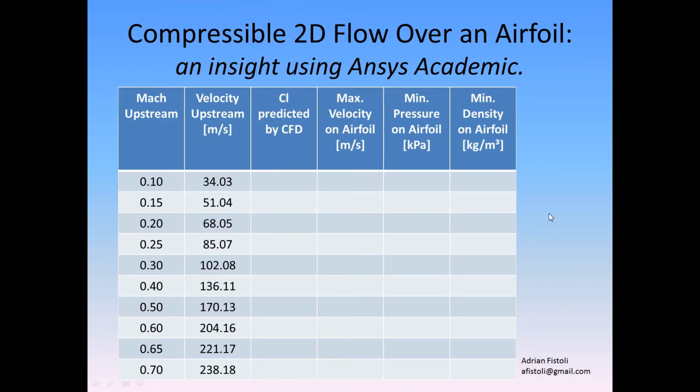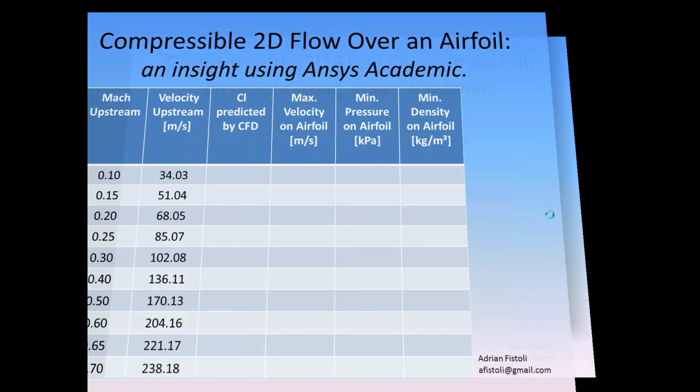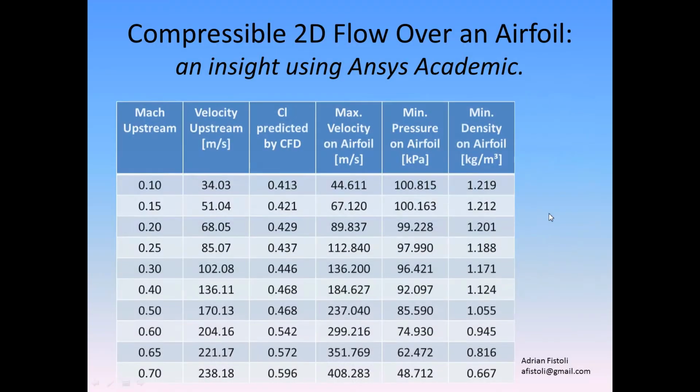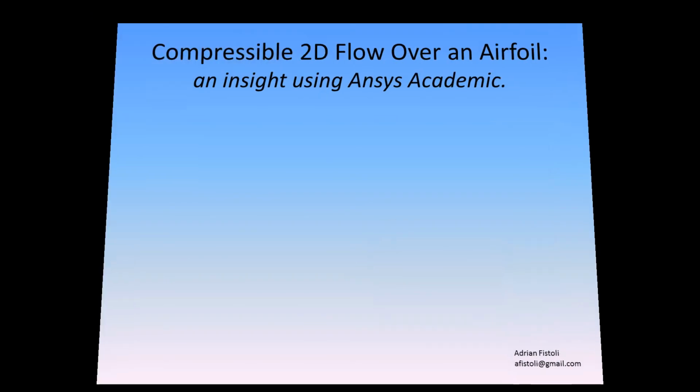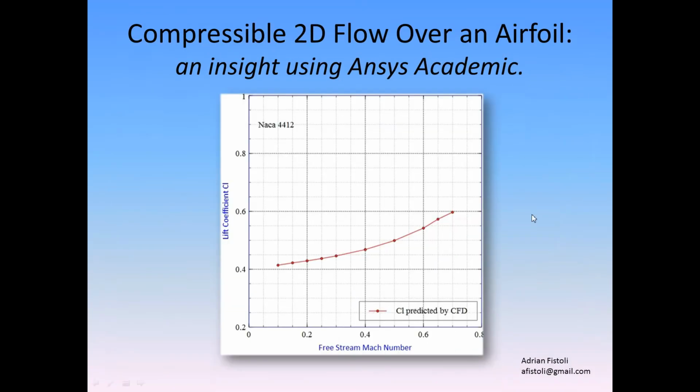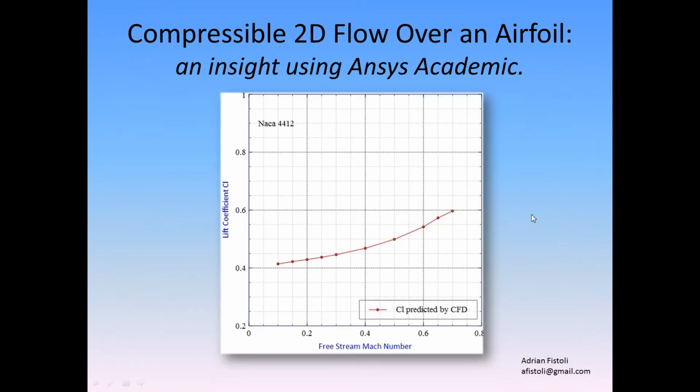Once you're done, this is the result. Now, let's plot these results. For example, here we have a plot for the lift coefficient as a function of the free stream Mach number. As we were expecting, the lift coefficient increases as Mach number increases.